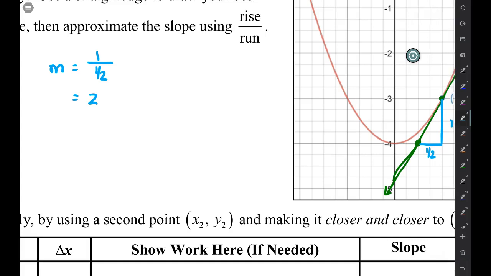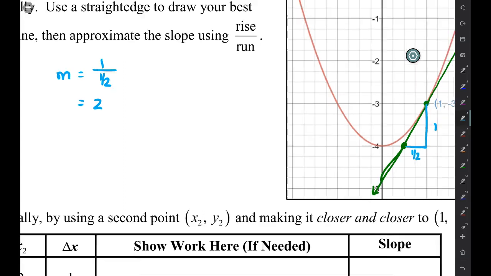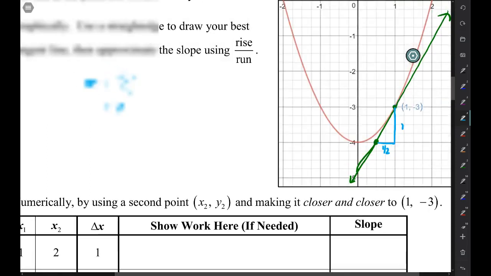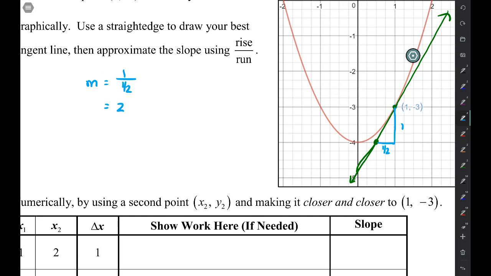And like I said, the scaling's the same, so you could have done over 2, up 4, which also would have had a slope of 2. Okay, how are we feeling about that? Now, does this seem like a very precise technique? Not so much, but it's an intuitive technique, isn't it? Just kind of drawing it and seeing what it looks like. Okay, it looks like about 2.